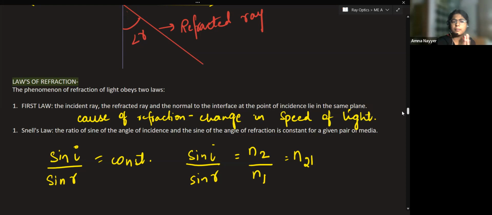So the first law is simple: the incident ray, the refracted ray, and the normal all lie in the same plane at the point of incidence. Snell's law is basically that the sine of the angle of incidence and the sine of the angle of refraction, their ratio remains constant. And that constant term is the refractive index, which we had discussed in the last class.